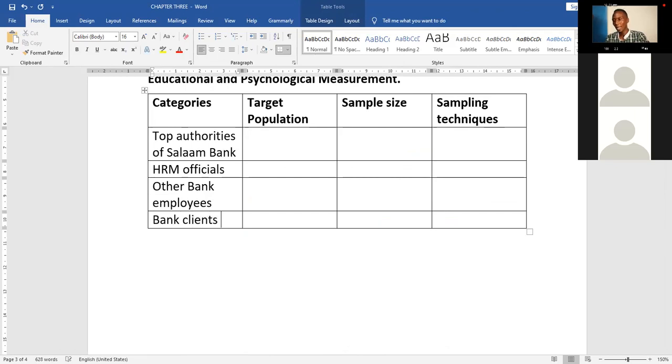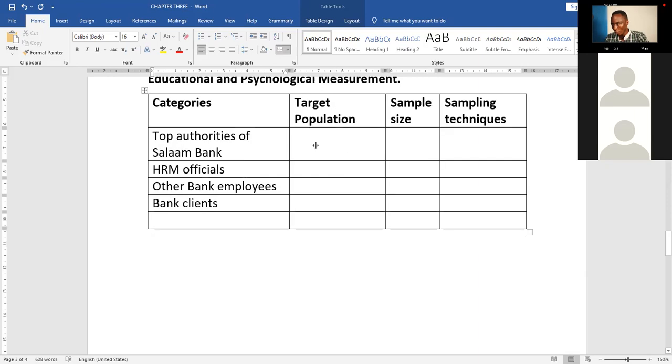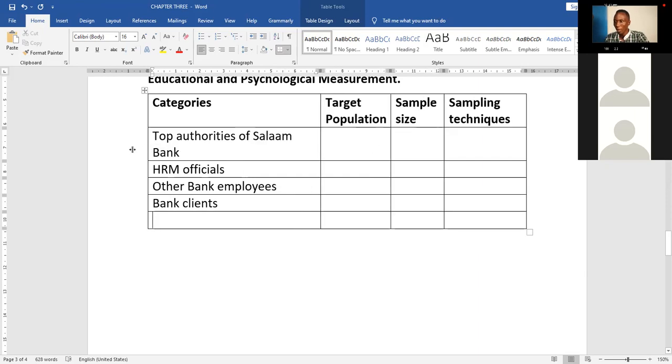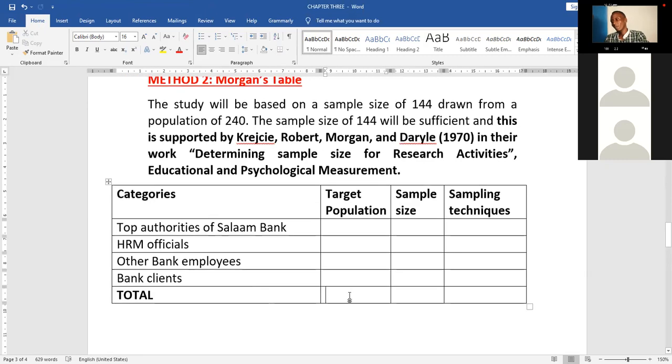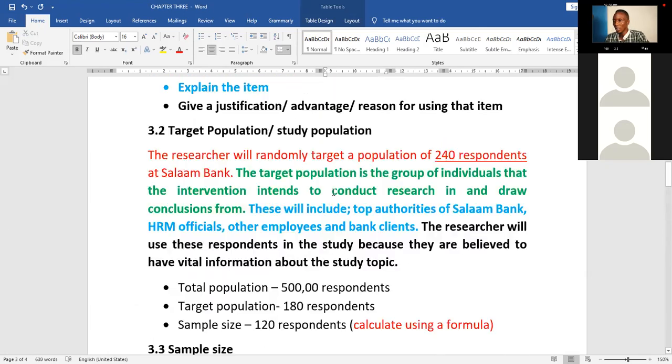So those are the 4 categories of respondents that we are going to engage. We have top authorities of the bank, human resource officials, other employees of the bank, and lastly the bank clients. So those are the categories that we have. And remember, our total target population is 240 because we have already seen it up here.